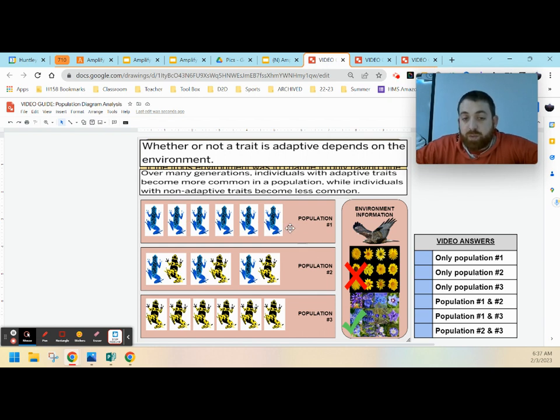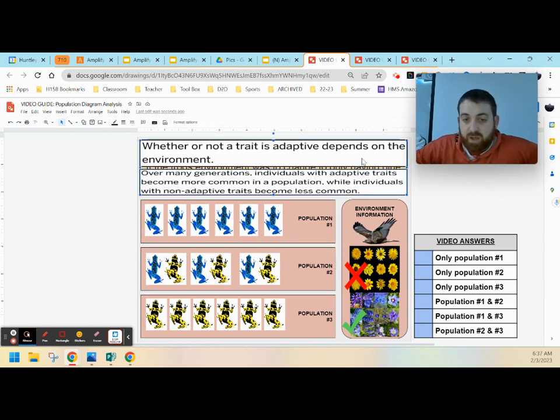So if we're looking at our environment, we know that the blue frogs are going to have the adaptive trait with that bird predator. We know that over generations, that adaptive trait will make them more common and they will survive. So the question is then, which population? We know population one will definitely survive. We know population three probably won't. But what about population two? We have a mix of blue and yellow frogs.